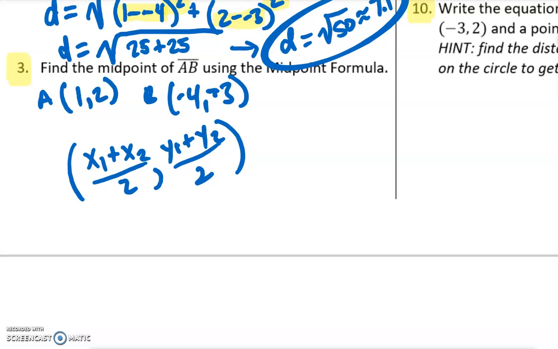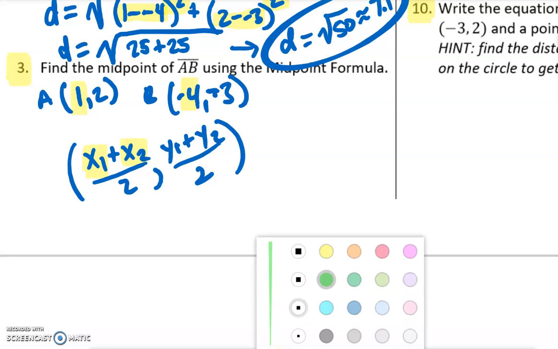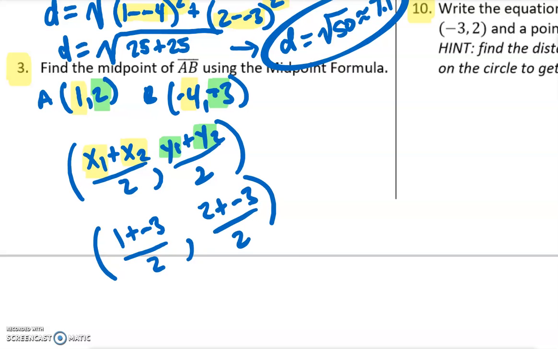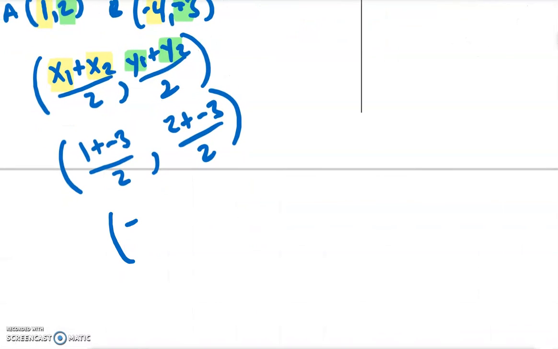So let's do that. So let's see, our x values are 1 and negative 4. Our y values are 2 and negative 3. Let's go ahead and add them together, and divide by 2, and we'll have a midpoint. So for the x value, we're going to have 1 add negative 4 and divide it by 2. And the second one, we're going to have 2 plus negative 3, and we're going to divide that by 2. So 1 add negative 4 is negative 3 divided by 2. 2 add negative 3 is negative 1 divided by 2.